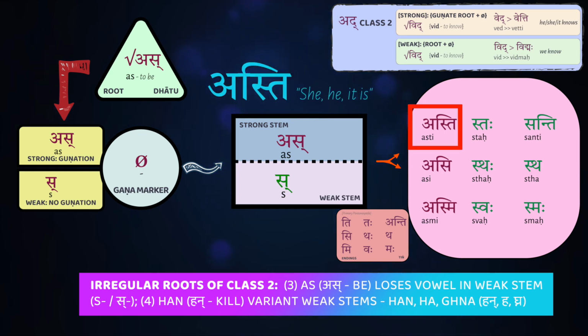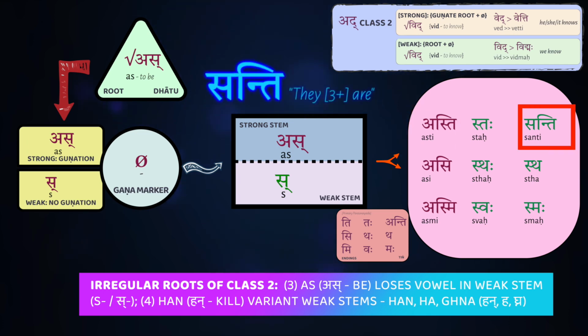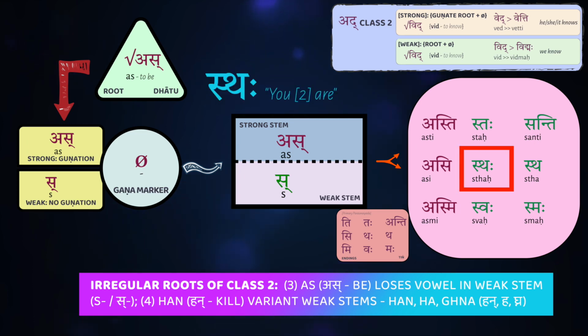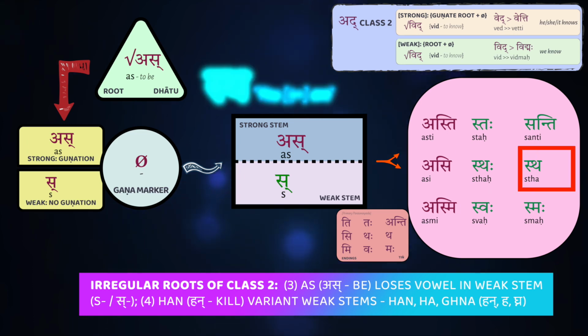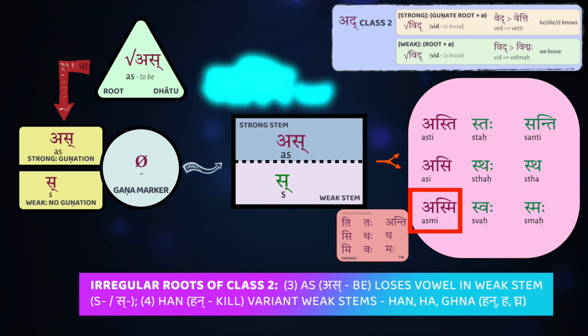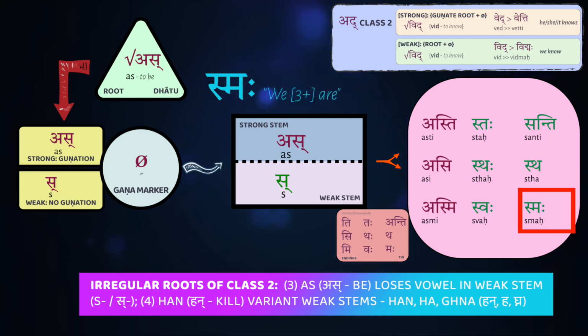Asti, he, she, or it is. Tau stah, the two of them are. Te santi, they are. Tvam asi, you are. Yuvam stah, right? You two are. Yuyam stha, you three or more are. Then in the first person, aham asmi, I am, right? Avam svaha, we two are. And you, vayam smaha, we all are. So irregular weak stems, but straightforward when you're adding the endings.